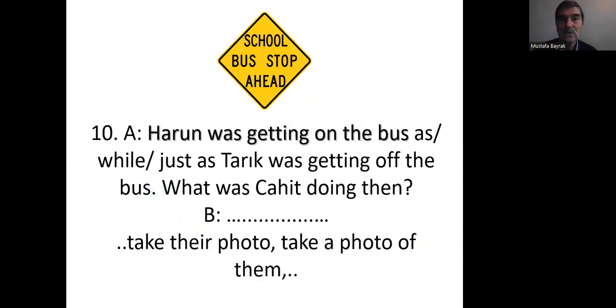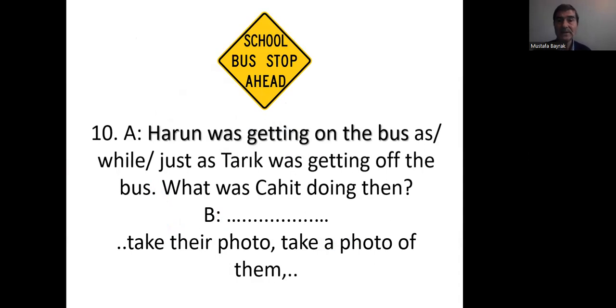School bus, stop ahead. Attention. Again, a warning sign. School bus, stop ahead. Be careful, please. Be attentive.